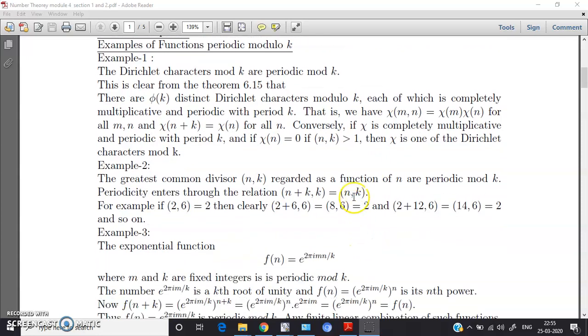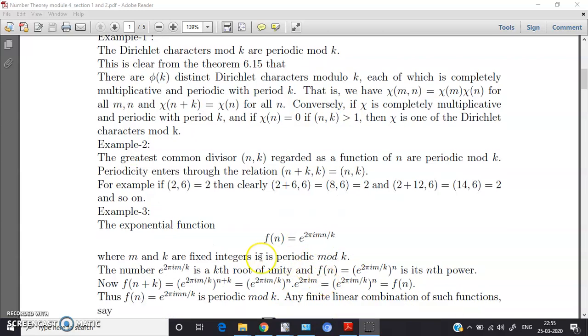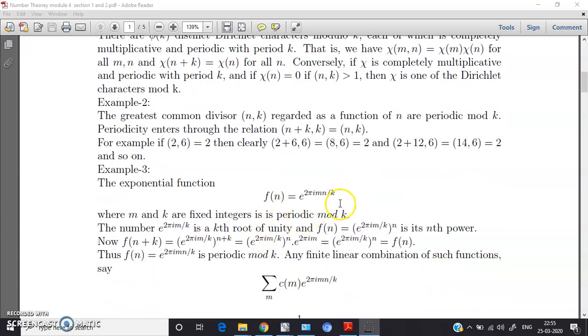Let us take another example. The exponential function f of n equal to e raised to 2 pi i mn by k, where m and k are fixed integers, is a periodic function modulo k. It is clear, since we have already studied the kth roots of unity, that e raised to 2 pi i m by k is a kth root of unity, and f of n can be seen as the nth power of e raised to 2 pi i m by k.